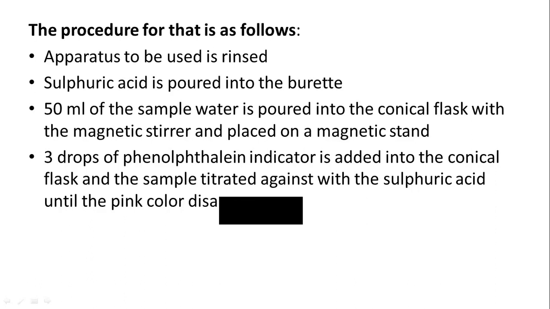After that, add 3 drops of methyl orange indicator. You'll observe a yellow color, and then you titrate it against sulfuric acid until an orange color is observed, and then you take the burette reading. When you first pour sulfuric acid into the burette, you're supposed to take your initial reading, and then after you complete the titration, you take the final reading. Then you take the difference, that is the final reading minus the initial reading, and the volume of acid used, that is the titre volume, you multiply by 20 to get the results in milligrams per liter.